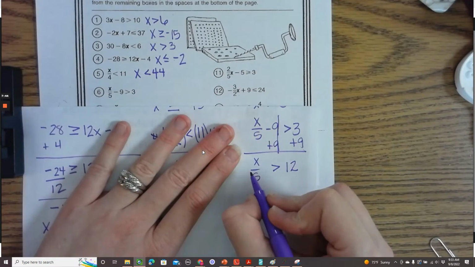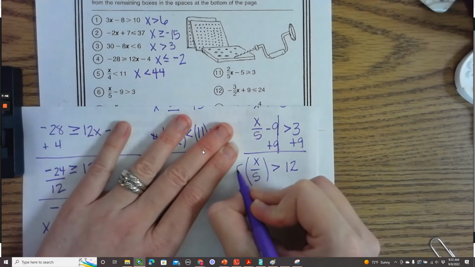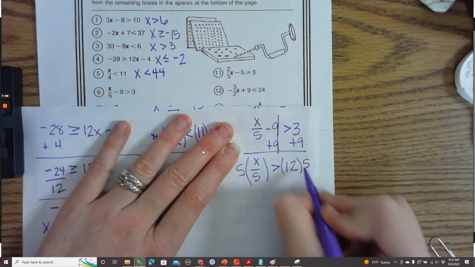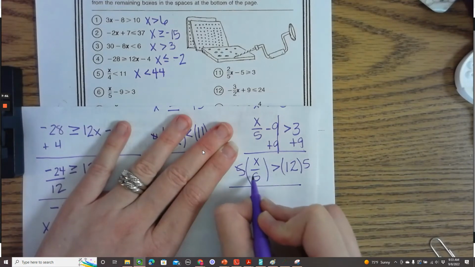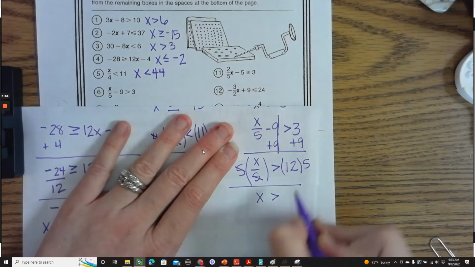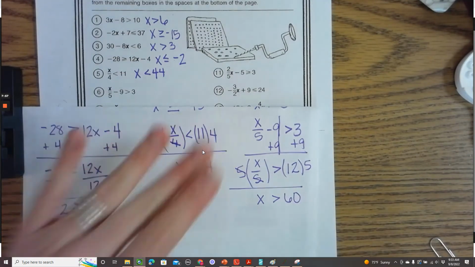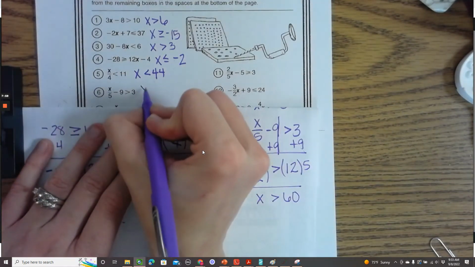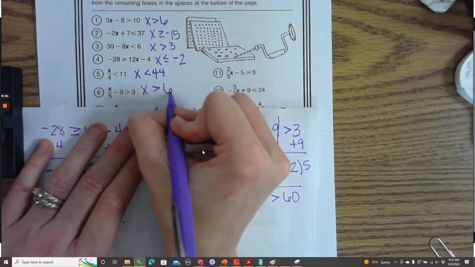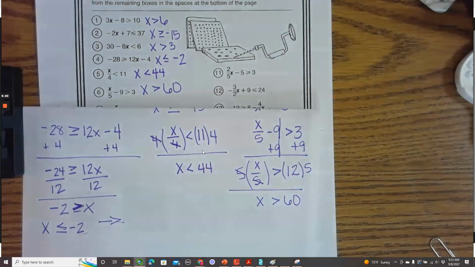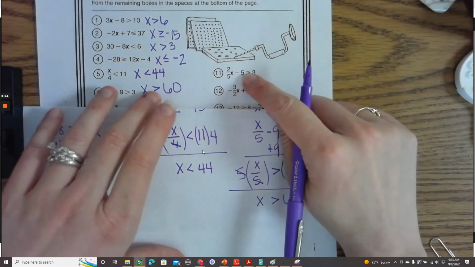Multiply by 5. So this cancels. 12 times 5 is 60. Is that right? And then let's go ahead, let's look at 11 over here.